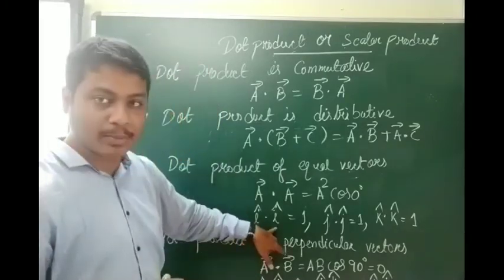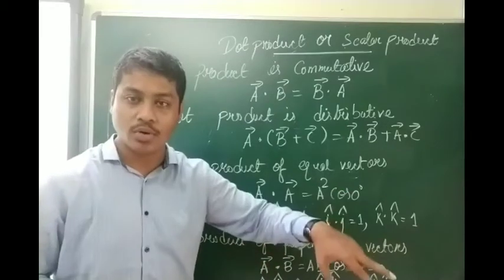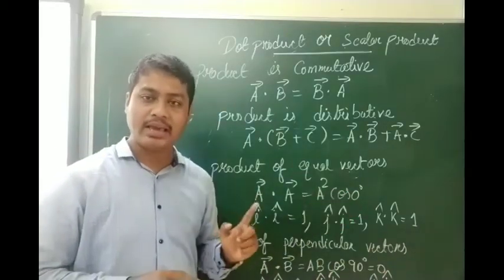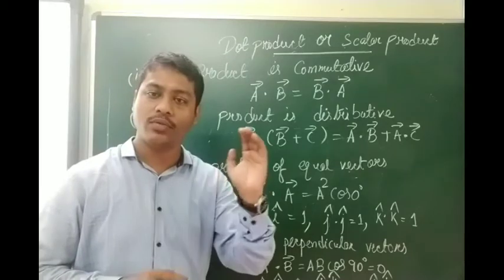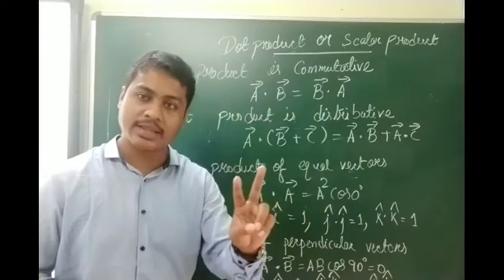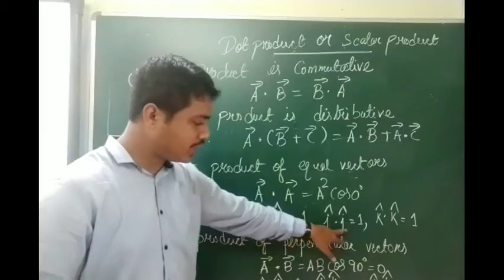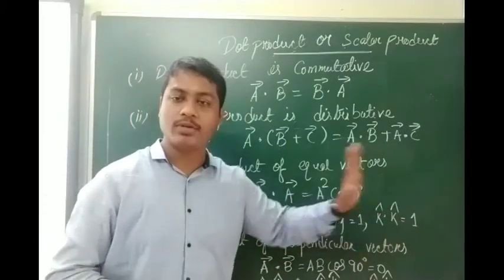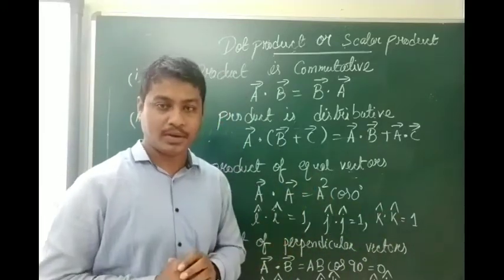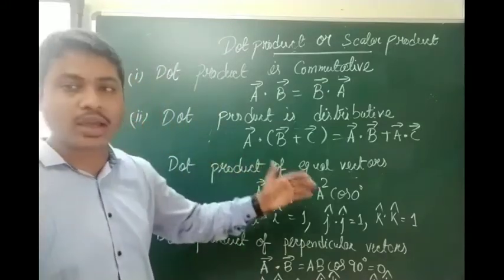In the same way, for equal vectors we have the unit vectors: I cap dot I cap will be I square cos 0. Cos 0 is 1, and since I has a value of 1, if you square it you will always get the answer 1. I cap dot I cap will be 1, J cap dot J cap will be 1, and K cap dot K cap will also be equal to 1. So this is the dot product of the equal vectors.